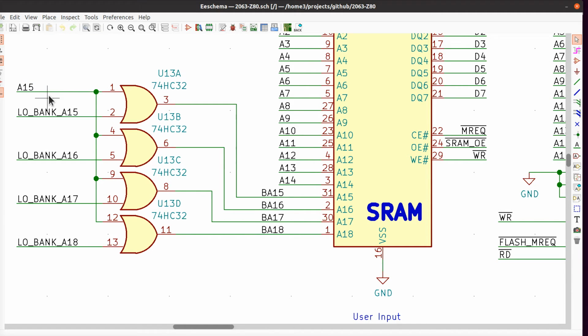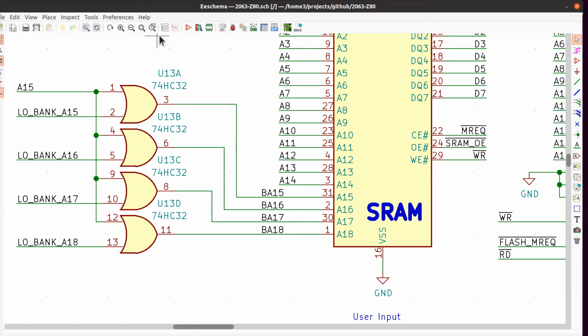Now, if A15 in the Z80 is a 1, that means that the Z80 is referring to its high half of its memory, its high 32K bank. And if A15 is a 1 coming from the Z80 and we hook it up to these OR gates like this, it doesn't matter what's on these other signals, because if there's a 1 here, there must be a 1 over here on BA15, and a 1 on here, and a 1 on there, and a 1 from there, okay?